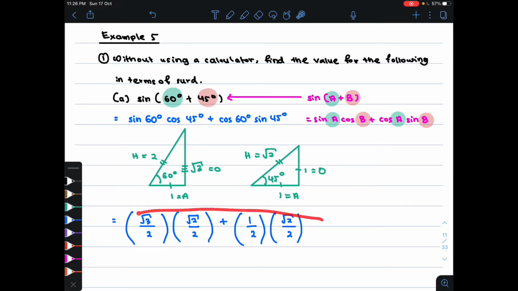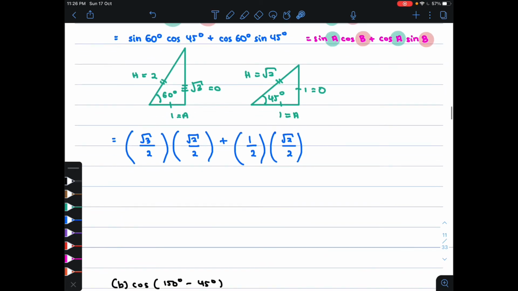So now we just need to simplify this in order to find the final answer. Note that for the first term here, we have square root 3 times square root 2, which is equal to square root 6. 2 times 2 is 4. For the second term here, we have 1 times square root 2 and 2 times 2 as well. Leave your answer as a single fraction. Hence, the final answer is square root 6 plus square root 2, divided by 4.